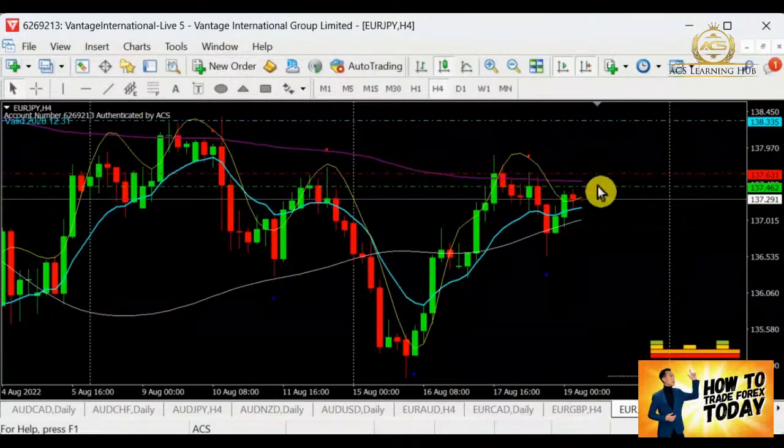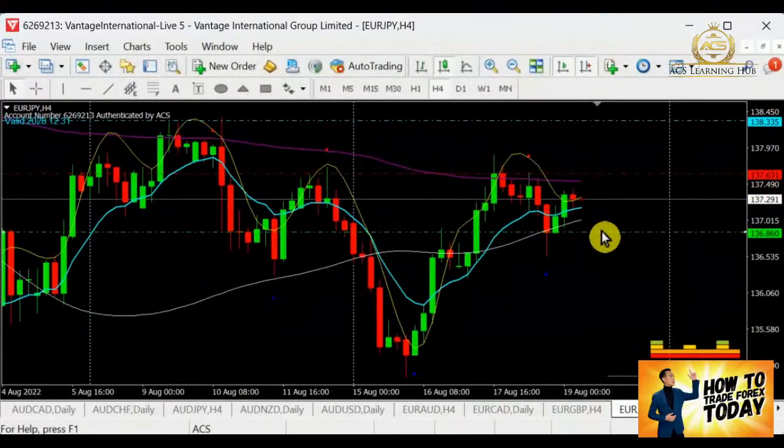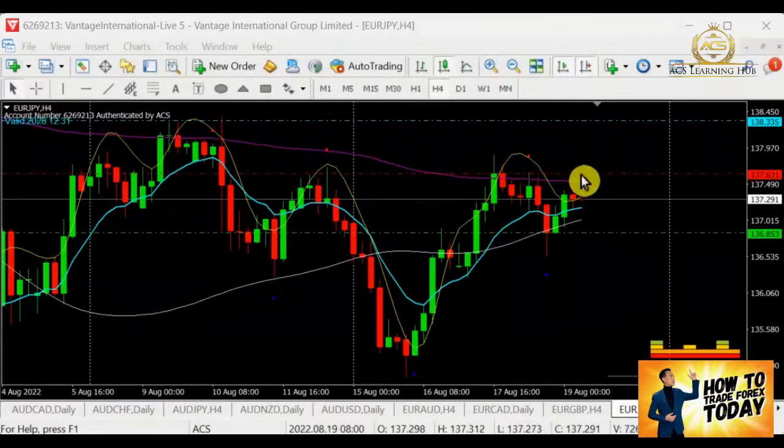Okay, we have a resistance level here, and the support level is here. So Euro Yen, we can wait for a while. Let's wait for Euro Yen for selling. But then the Euro Yen must go and test the resistance before we can start selling. All right, so this is one for Euro Yen.